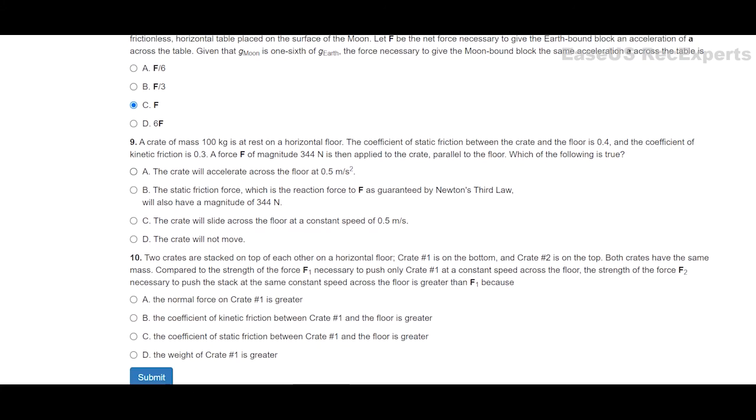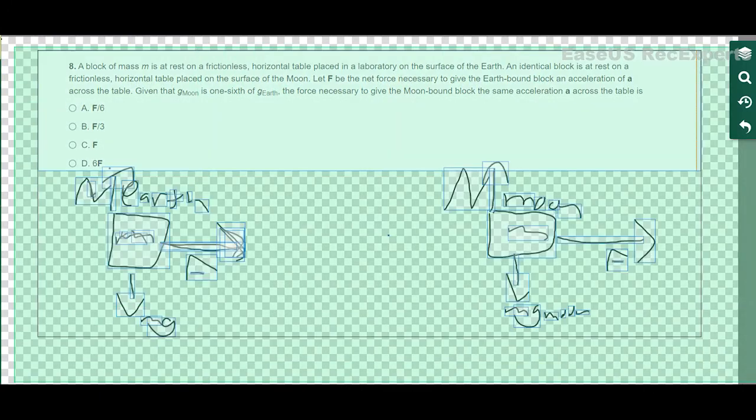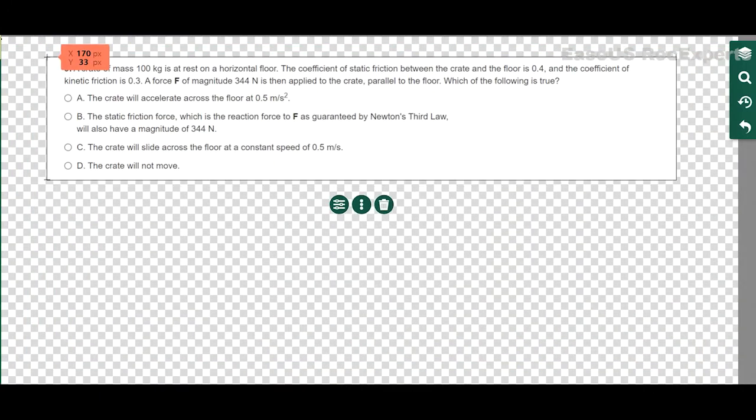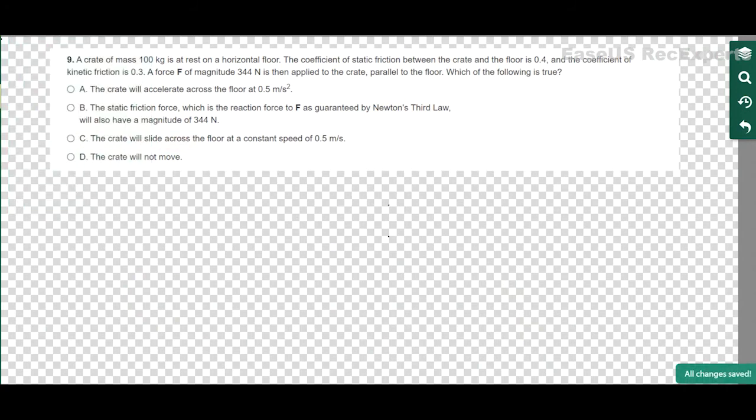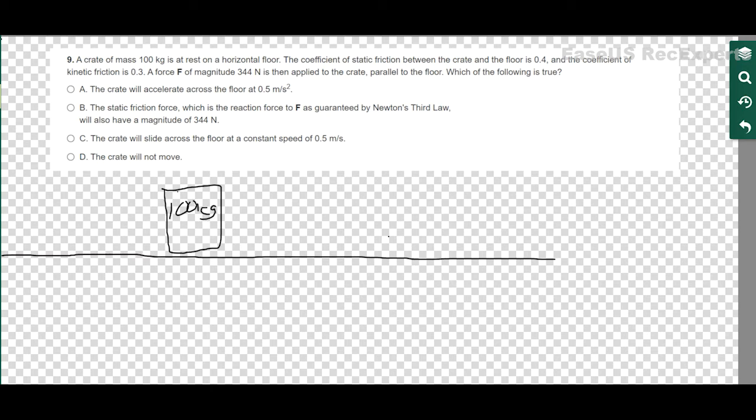All right, now let's move on to number 9. All right, let's screenshot number 9. So we have a crate of mass 100 kilograms at rest on a horizontal floor. And so we have our floor. So a force of magnitude 344 newtons is applied here. Now we have this static friction coefficient of 0.4.